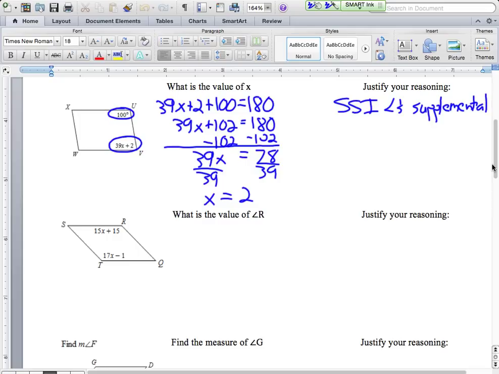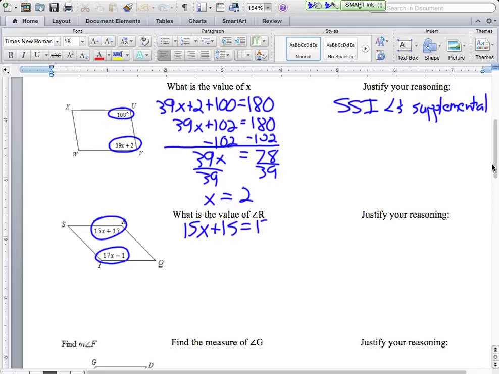Okay, so let's do this last one right here and let you guys try the next one. So right here, what's the value of angle R? Notice it said not what's the value of x, like the last one. What is the value of angle R? So we actually have to find angle R. These two angles are not same side interior, they're opposite angles, so they should be equal to each other. So we set up our equation by setting them equal.